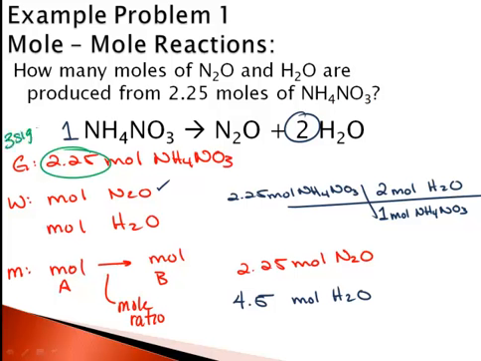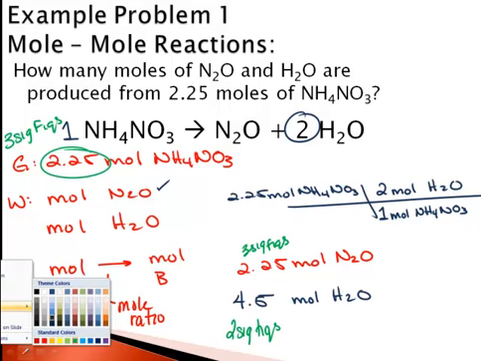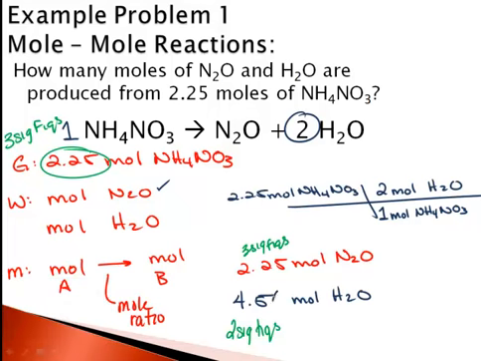The one thing I have to be careful about is that in my given, I'm given 3 significant figures. Well, 2.25 has 3 significant figures, but 4.5 only has 2 significant figures. So I need to include a trailing 0 in order to get that third significant figure.